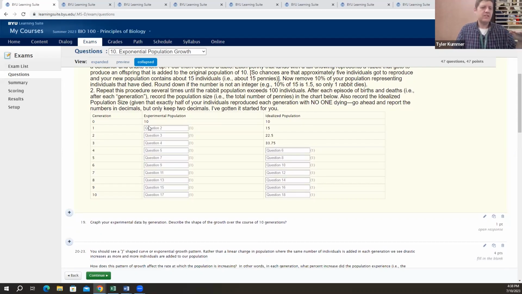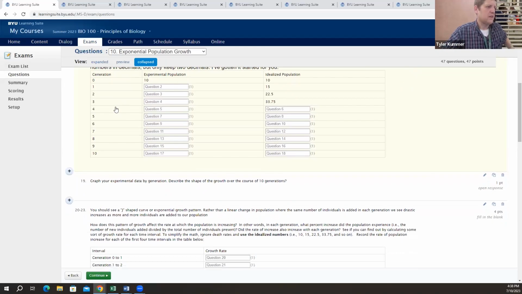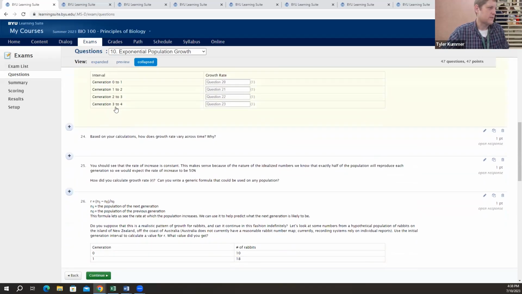But in populations, we can have the growth rate remain constant. In this case, the growth rate would be 0.5. That growth rate can remain constant, but because as we add more, more are having babies, we get a curve to it. And so that's exponential growth. And that's what happened with these rabbits in Australia.